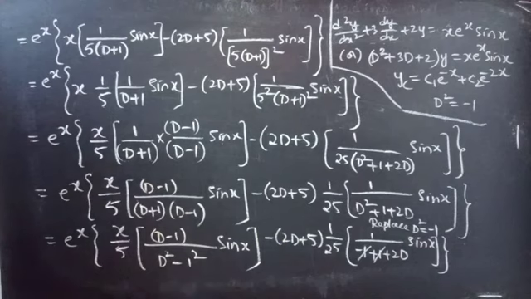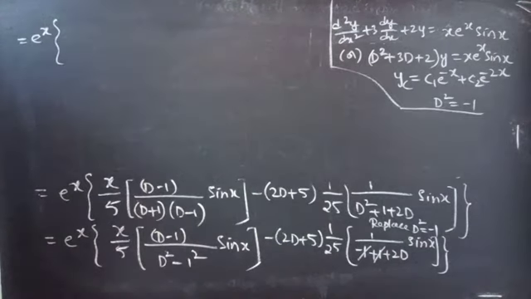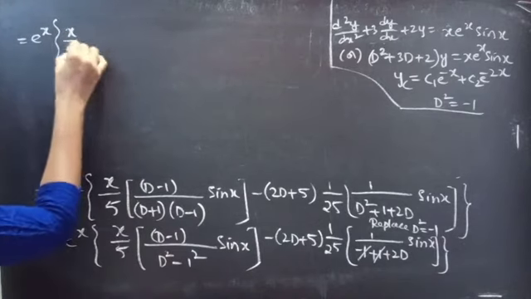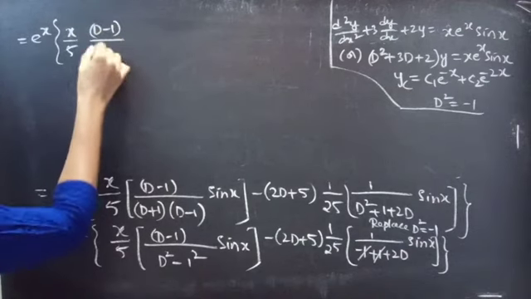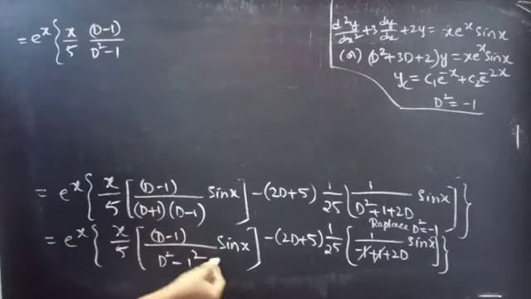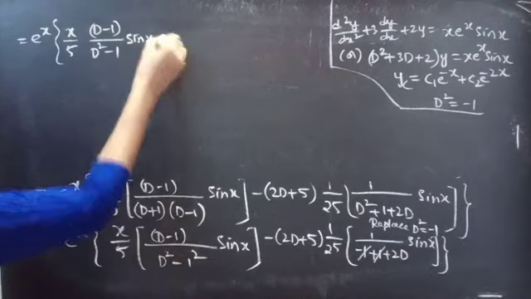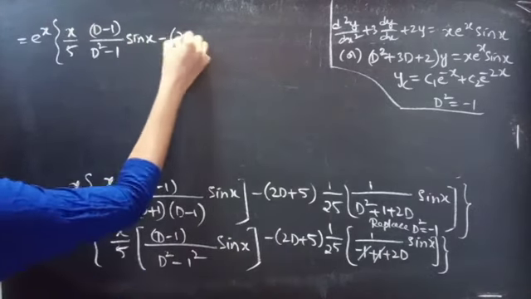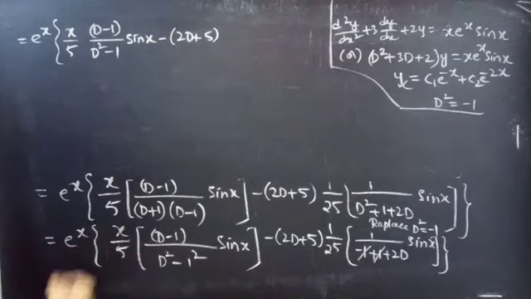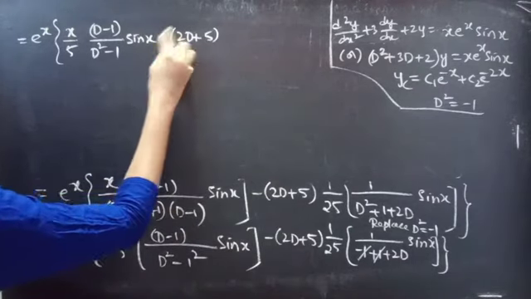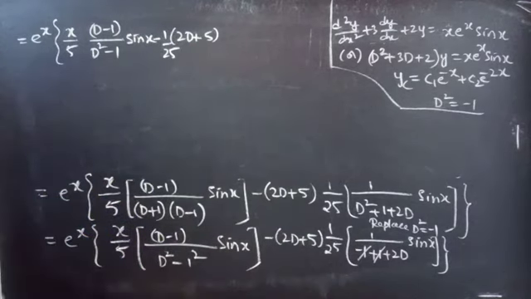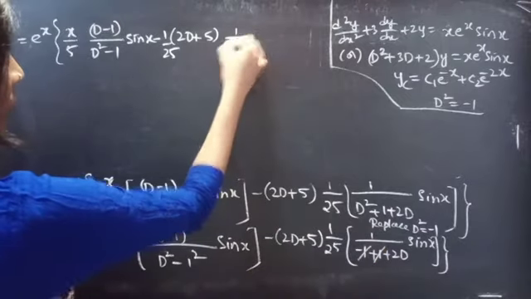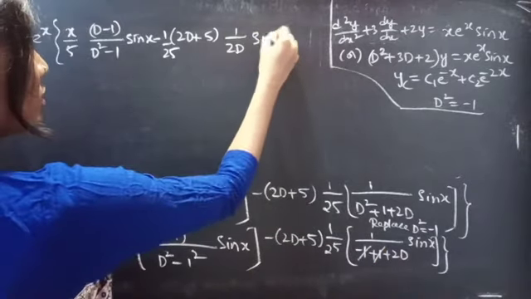Minus 1 plus 1 gets cancelled. This becomes e power x into x by 5 into d minus 1 by d square minus 1 square is 1 into sin x minus 2d plus 5, or you can just write it as 1 by 25 into 2d plus 5 into 1 by 2d into sin x.